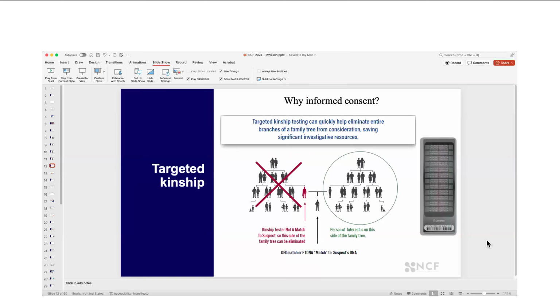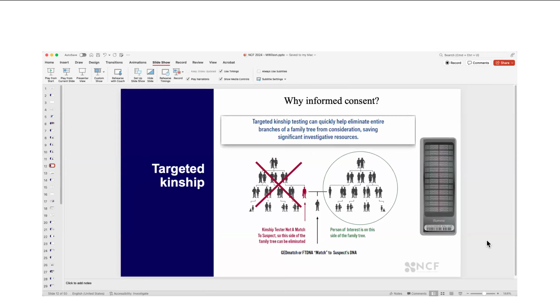So this is a targeted kinship test. On the right, you see this is an Illumina bead chip. It's a microarray. It's microarray technology. This is the technology that is used, for example, when you spit into a tube and you send it into Ancestry or 23andMe or MyHeritage.